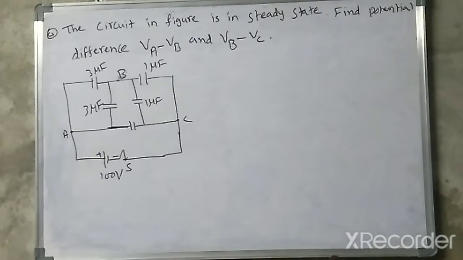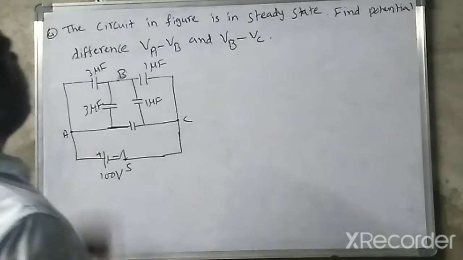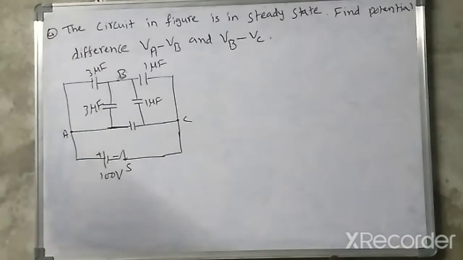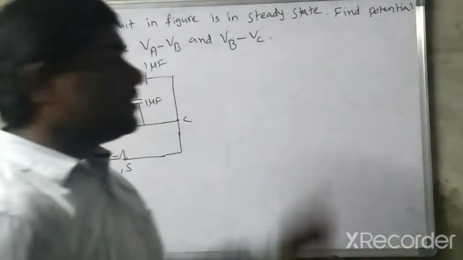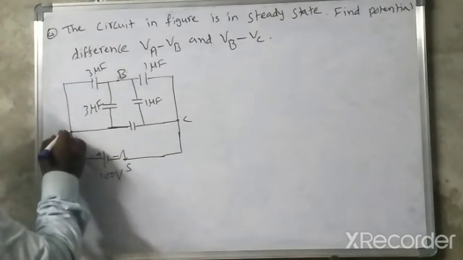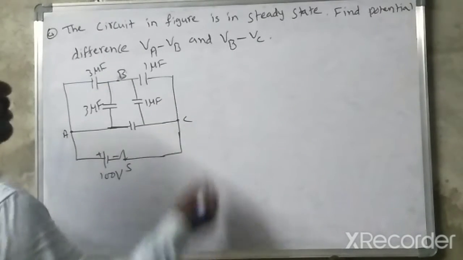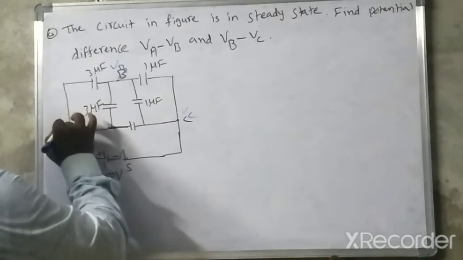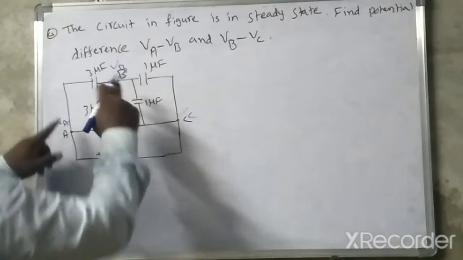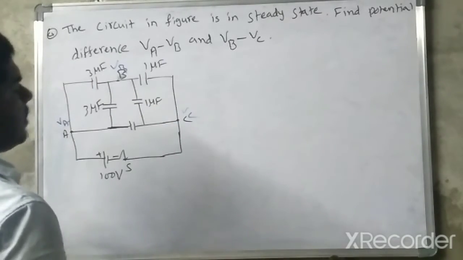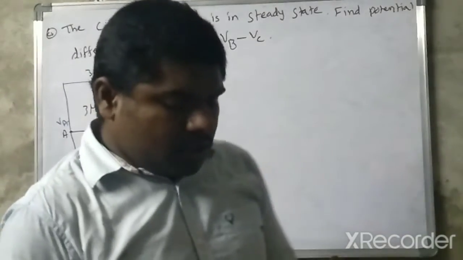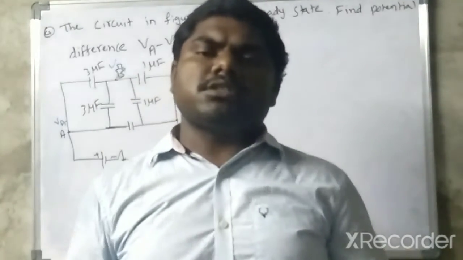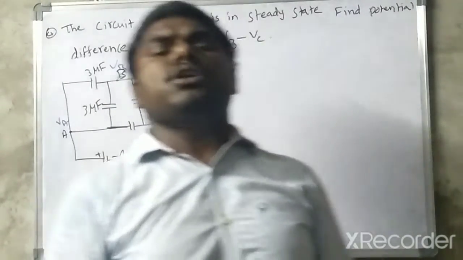Another important question: the circuit in the figure is in steady state. Find the potential differences VA minus VB and VB minus VC. Here the point VA, here the point VB, here the point VC. In between here, how much potential are they asking? Whenever they ask this type of question, first of all you identify which capacitors are in series connection and which are in parallel connection.